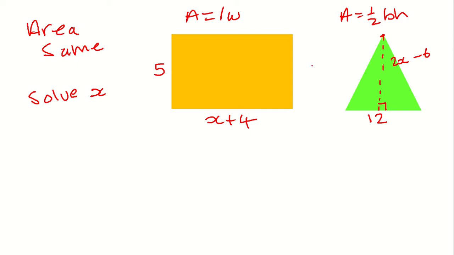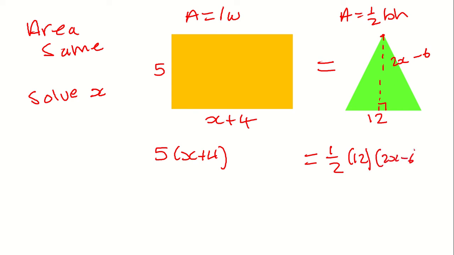So if the area is the same, I know the area of the rectangle has to equal the area of the triangle. So for the rectangle, I'm going to write 5 and then x plus 4 because I need to multiply them together. The bracket is indicating I'm multiplying 5 by x plus 4. For the triangle, a half, and the base is 12. I'm going to put it in a bracket because it means multiply, times by the height, so another bracket, and they have to equal each other. I should now be able to solve what x is.